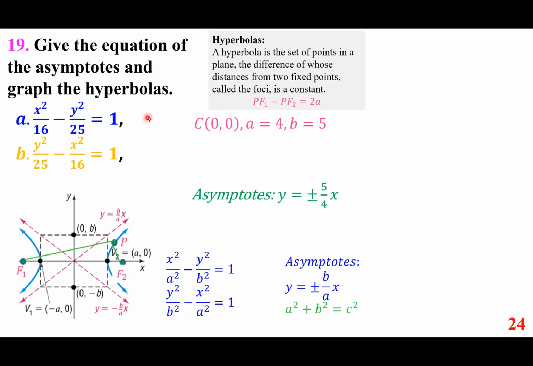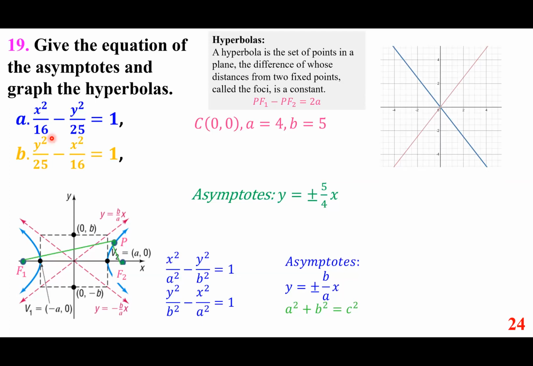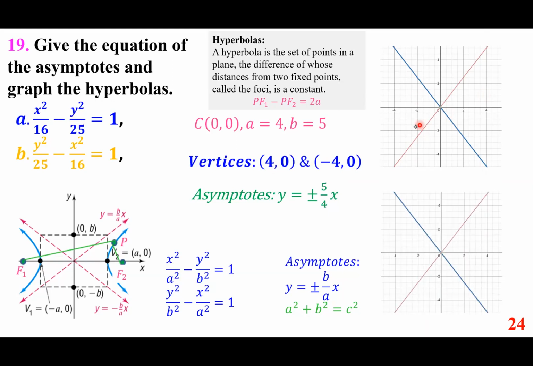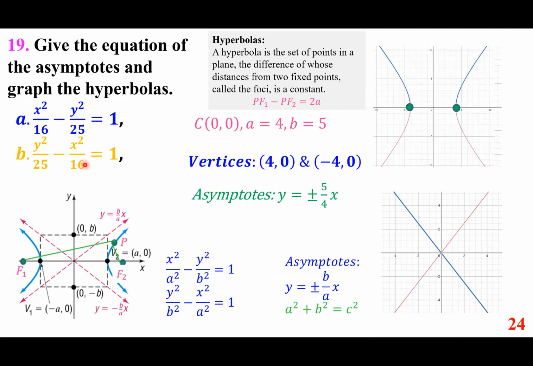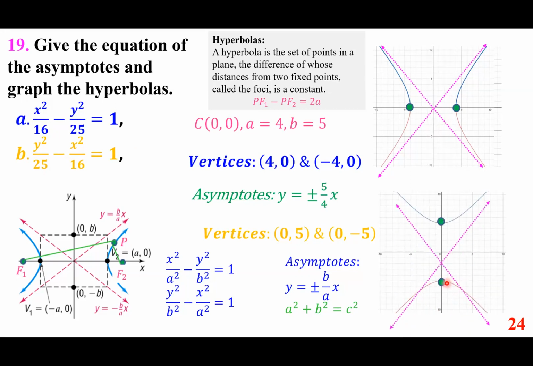But in this case, since x squared has a positive value, the vertices are located at (4, 0) and (-4, 0). Let's locate those. This one is for the second one, and for the first one, it looks like this. I wanted you to be exposed to both of them on the same page so you see the difference. Now, in this case, because y squared has a positive value, it opens up and down, and the vertices are located at (0, 5), up here, and (0, -5). The graph looks like that, and those are always dashed lines.